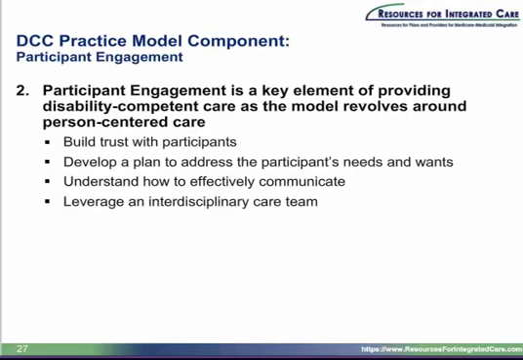The second pillar focuses on participant engagement. To build trust, we suggest starting off by asking the participants to describe themselves and their life. Ask what is important to them and what they want and need. Participant engagement is not just limited to effective communication with the participant, but also with the participants' family members and other caregivers. This very seamlessly leads to a comprehensive assessment with a level of trust that will facilitate open discussion.